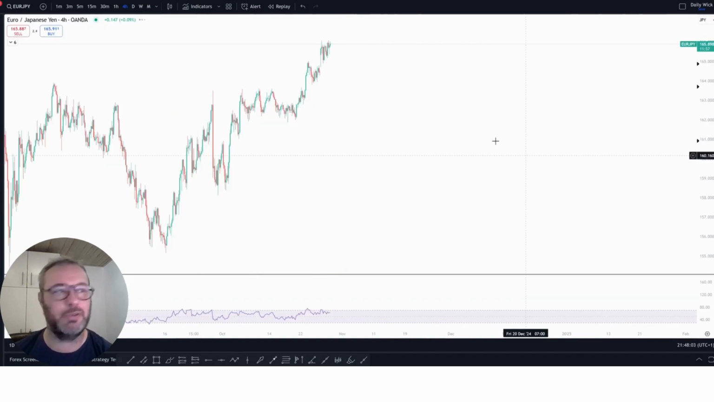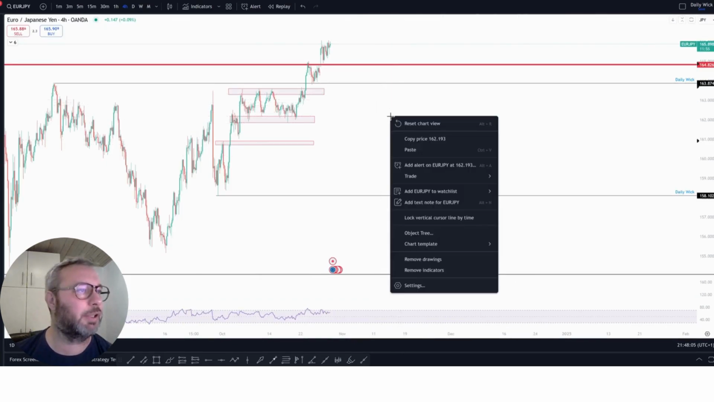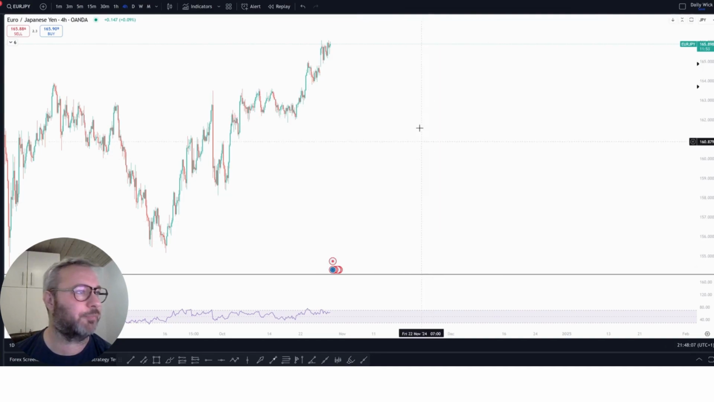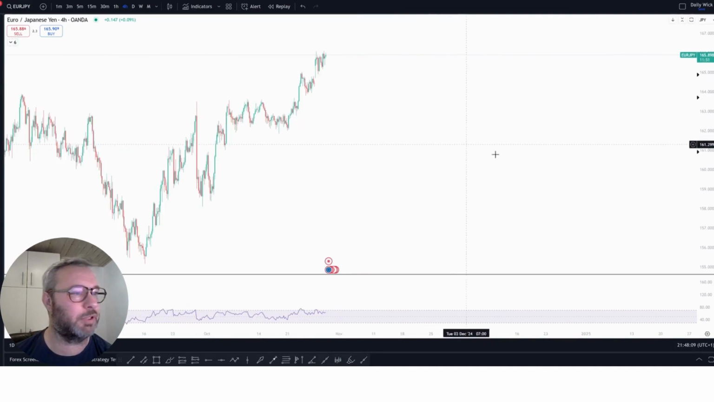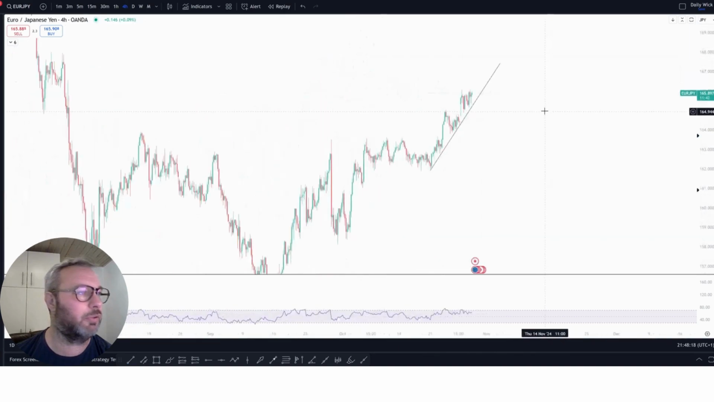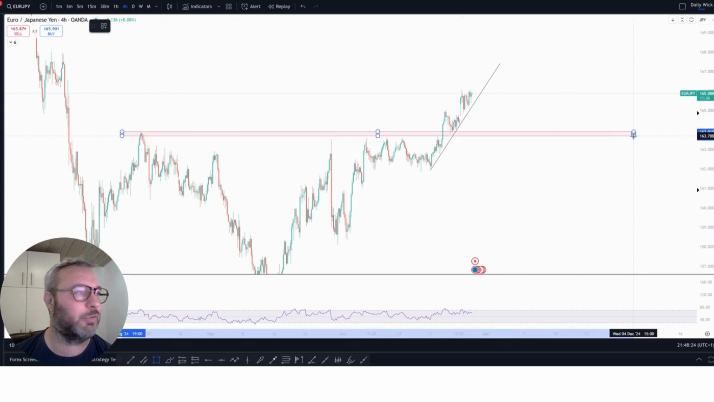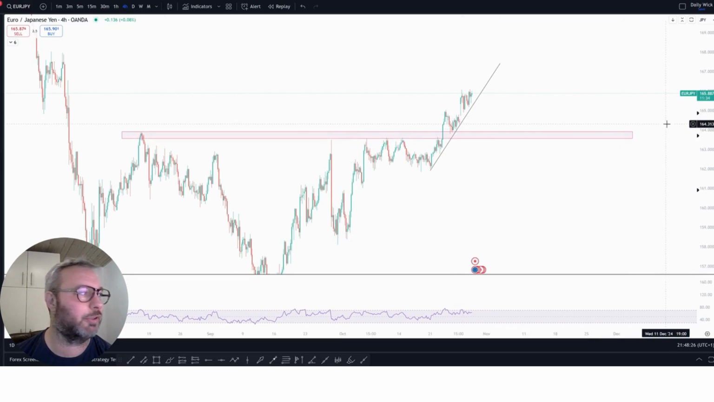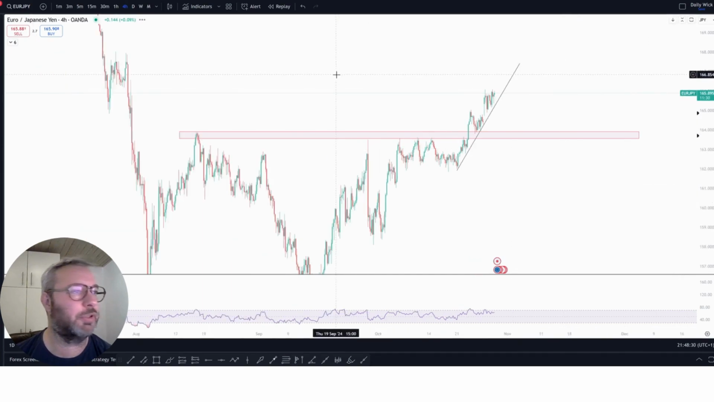So Euro Yen, again we delete everything. We start with a trend line here. First support, I want all the way down here. See, this should be a very good support. Already have an alert, I'll remove this one.